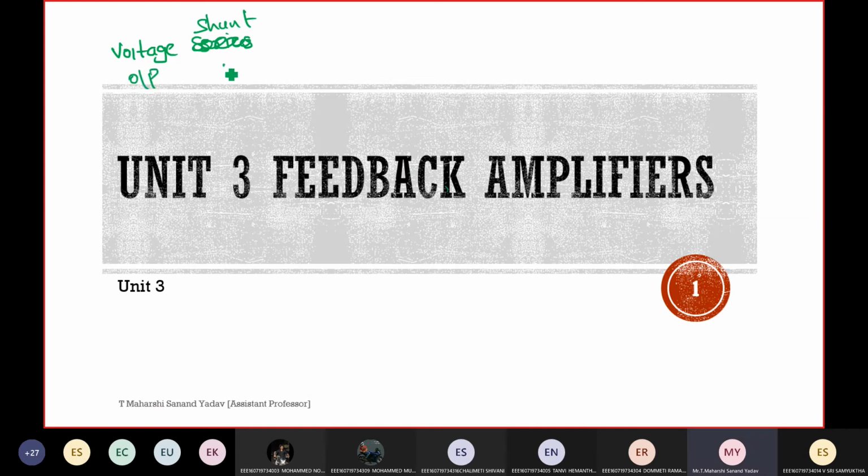This is output, this is input. In the output side, if it is voltage, is it shunt or series? Output side voltage, shunt sample. Input side also shunt. Then what will happen to input? Input means RIF. So should I divide or multiply? Divide. So Ri by (1 plus A beta).